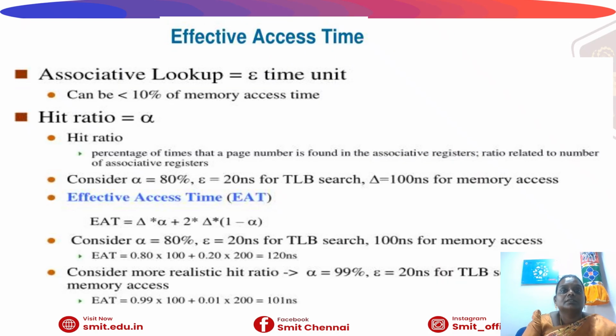And then TLB misses, which is when the page number is not found in the TLB. The steps are: first search the TLB, a TLB miss occurs, then access the page table, obtain the frame number and update the TLB, and then we can access the memory. This requires two memory accesses.